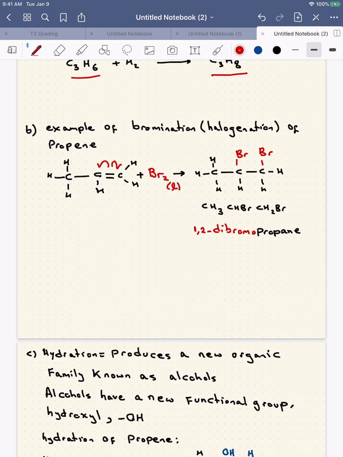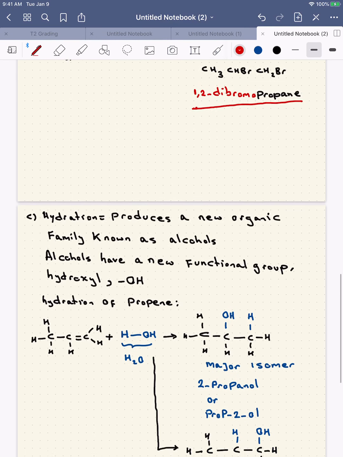The next example, I'm doing the same thing for propene, and this time adding bromine, a diatomic halogen. So to one carbon, I add bromine, to the other one, I also add bromine. Pay attention, each of the carbons will take 1 bromine. And the name becomes 1,2-dibromopropane. So now you became saturated, and you have 2 halogens added to it.